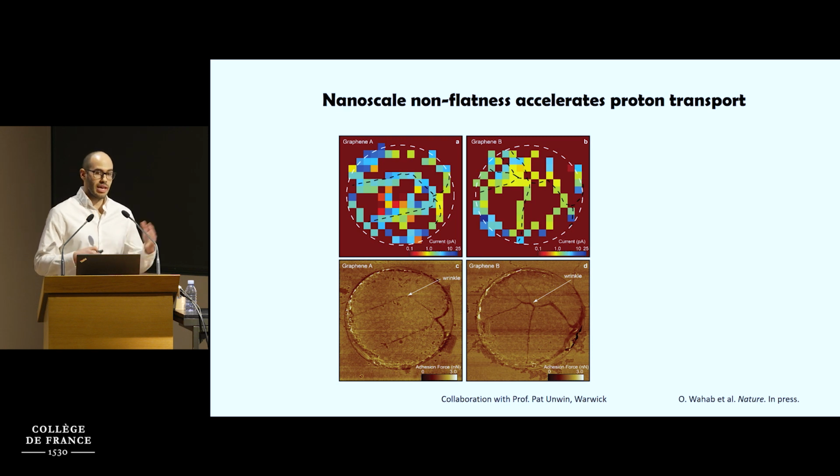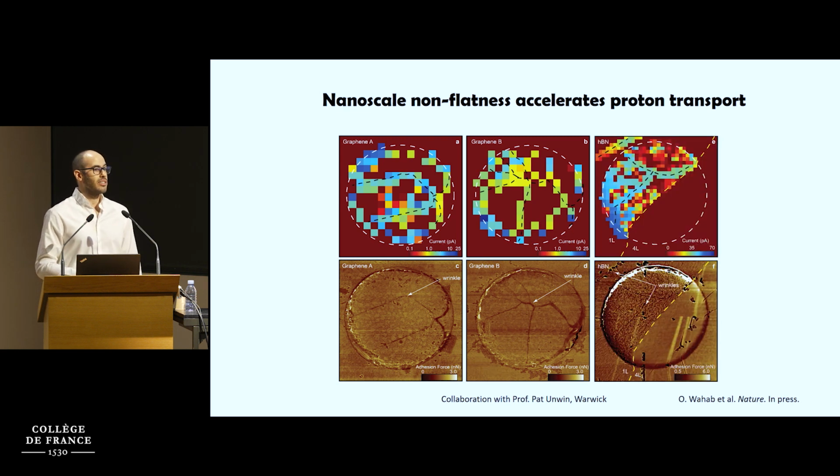These wrinkles are about 10 nanometers or so in height and 100 nanometers in width, roughly. And you can see that many of these active sites correlate with these wrinkles. Although we also see sometimes current away from these wrinkles, and around the rim as well. We can also measure boron nitride. This is hexagonal boron nitride monolayer. This is monolayer, and this area is 4 layers of boron nitride, and we see a dramatic drop of current, so basically no current when you have multiple layers of boron nitride.